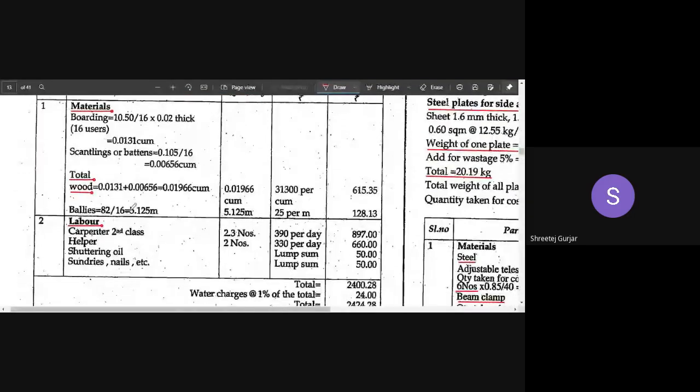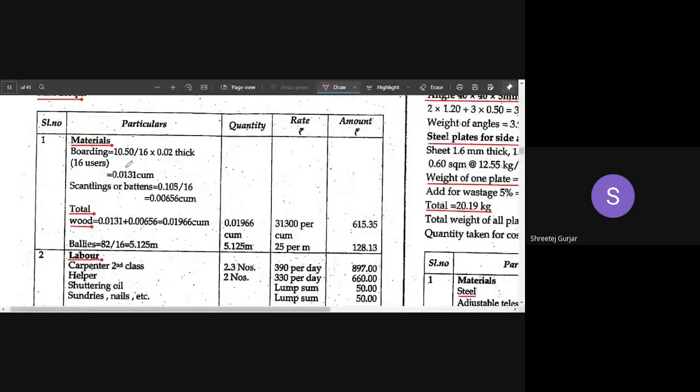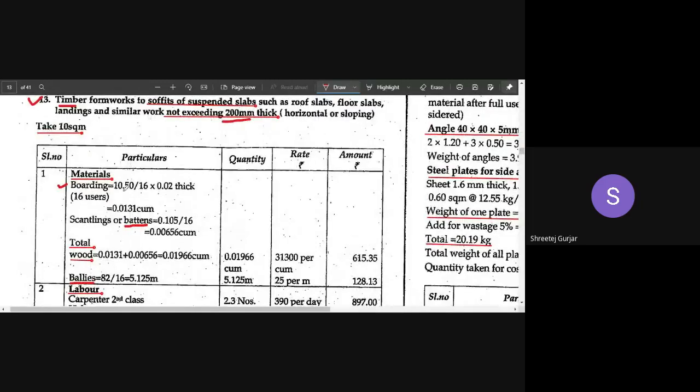Now the materials that are required: we require boarding, panels, battens, and ballies or vertical posts. For boarding, 10.5 is considering your 10 square meters plus some extra, which we consider as 5% extra. So that we have written down.